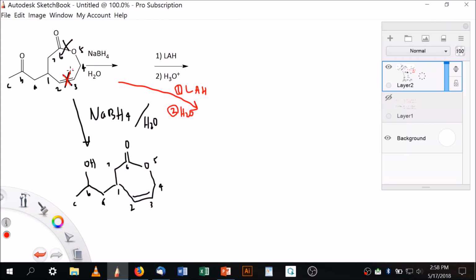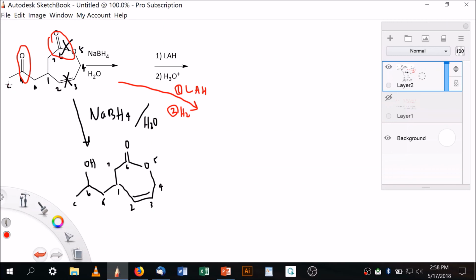I am really sorry. My pen is struggling. Just a minute here. Sorry. It is going to reduce that. And it's going to reduce this. Okay, now this is complicated.